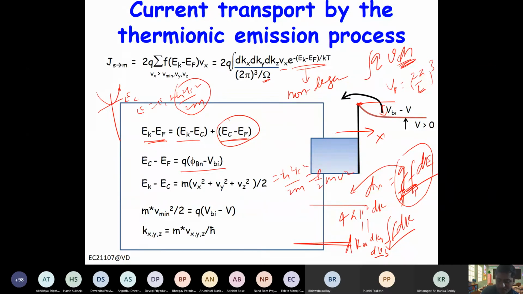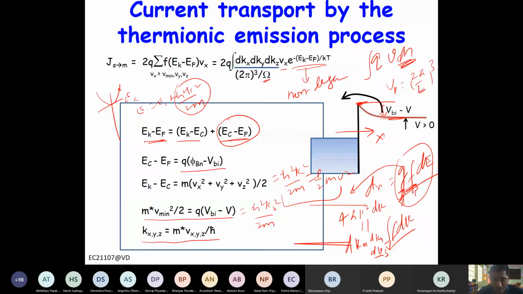And of course, v square can be written as vx square plus vy square plus vz square. Similarly, k square can also be written as kx square plus ky square plus kz square. If you compare the individual component, you can write k is equal to mv by h bar for each component. The minimum velocity required will be half m v square equal to q times the barrier height, and it is also equal to h bar square kx square by 2m. So either you can do integration in terms of k or v. It will be the same thing, you will get the same result.